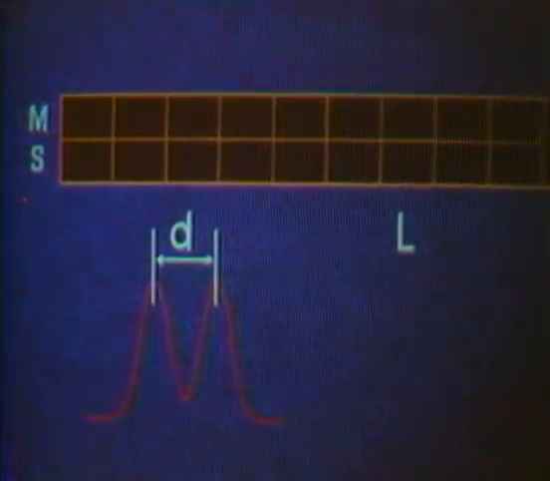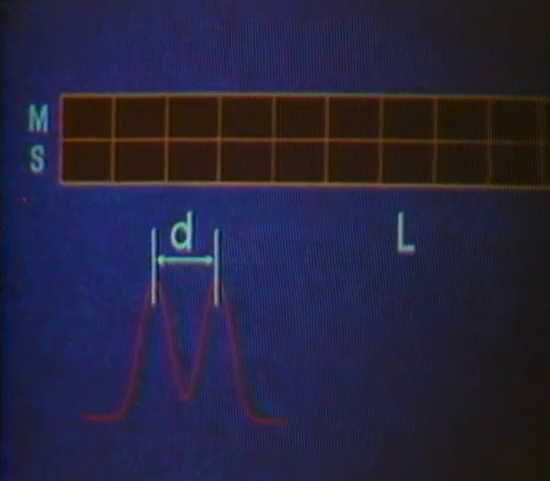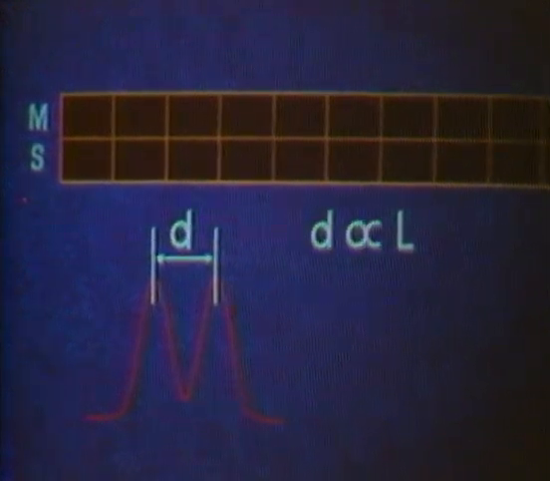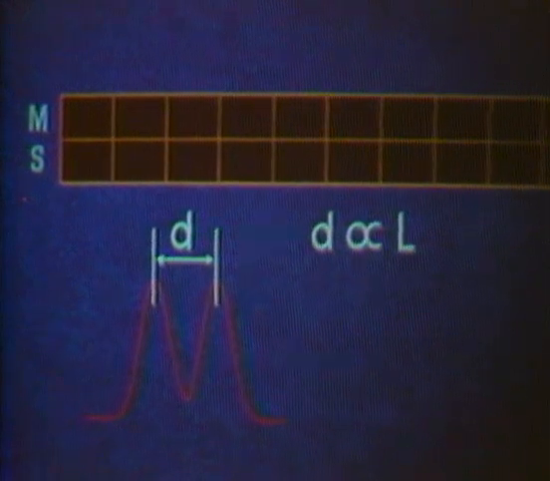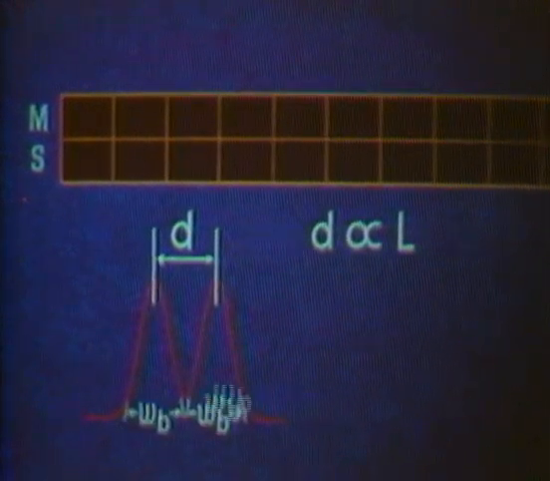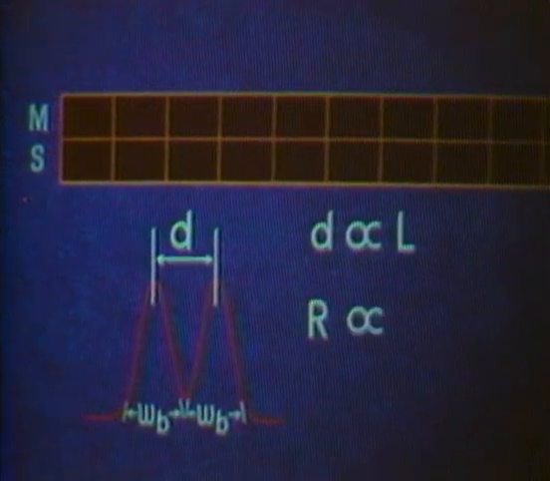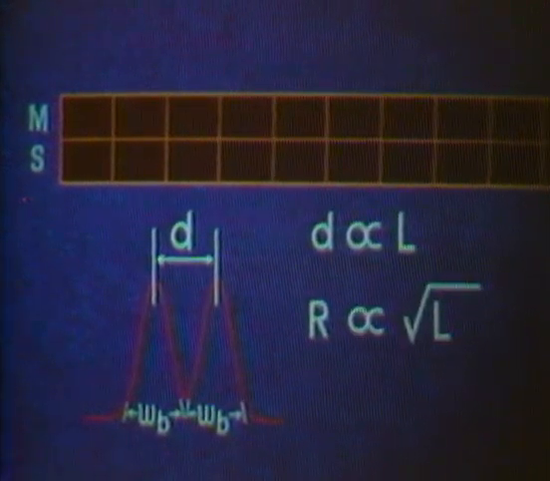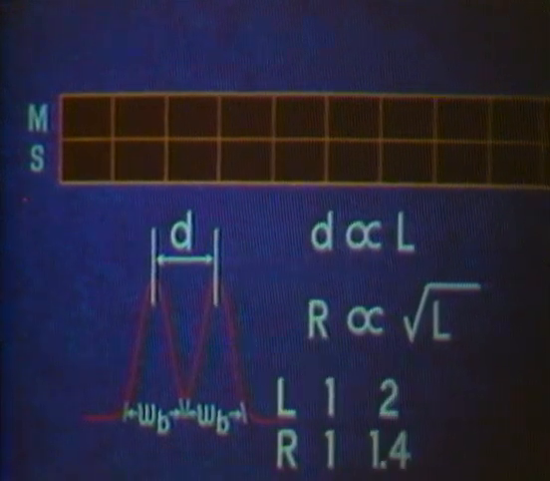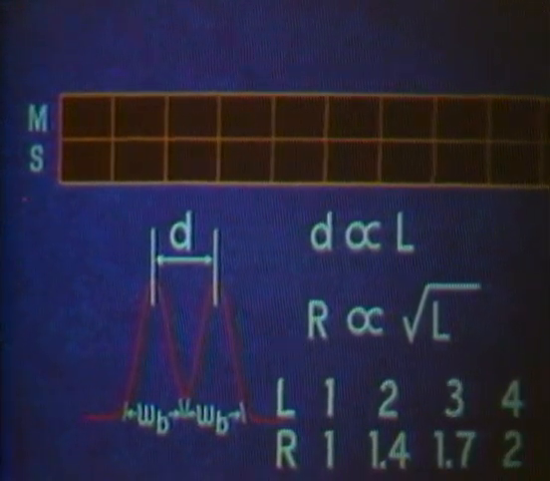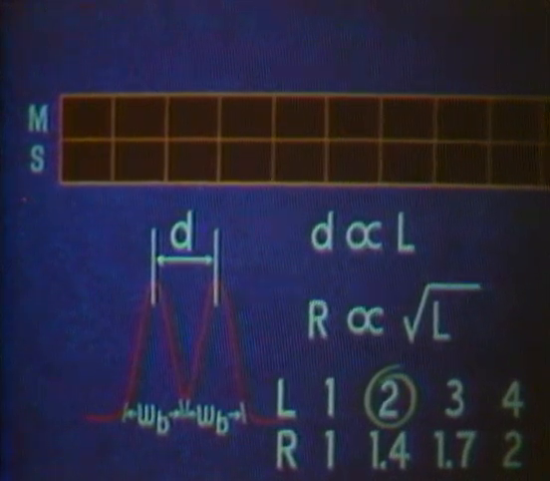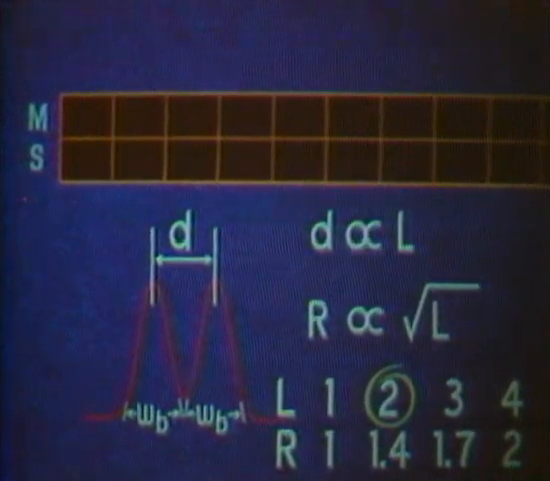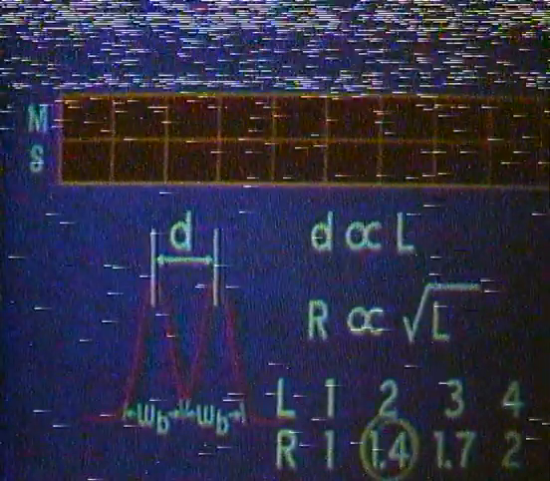Increasing the length of the column will increase the number of theoretical plates. We'll assume that we have a certain column length, distance between peaks, and resolution. The distance between the two peaks is directly proportional to the column length. But the band width, and therefore the resolution, is proportional to the square root of the column length. Thus, doubling the column length and the distance between the two peaks will only increase the resolution by the square root of 2, or 1.4.